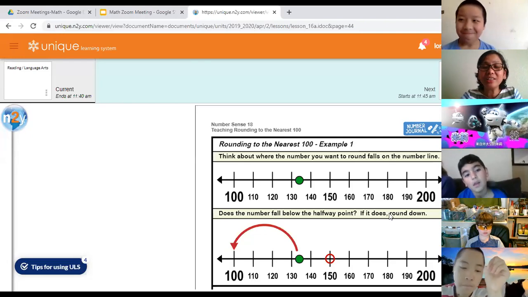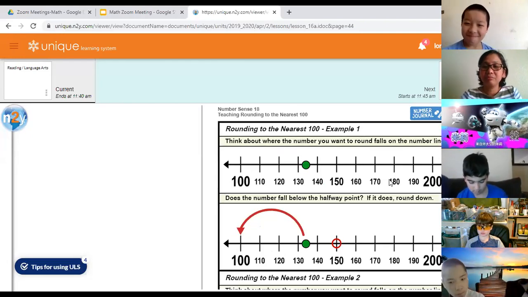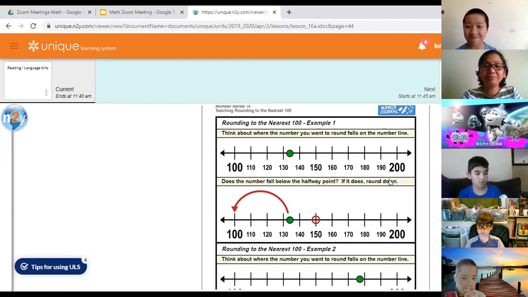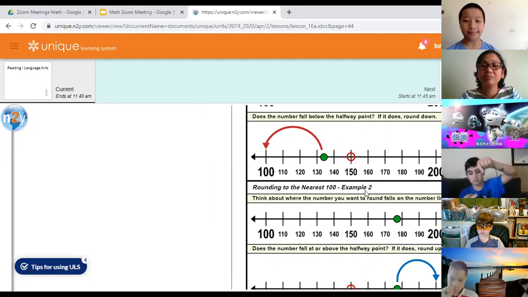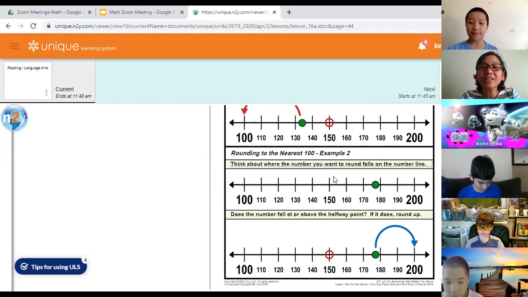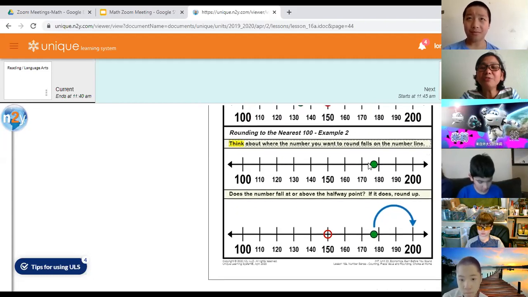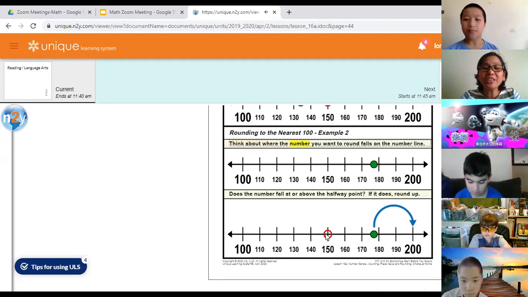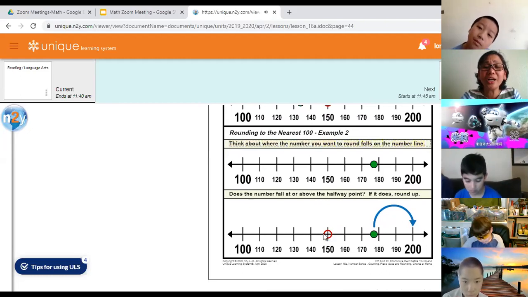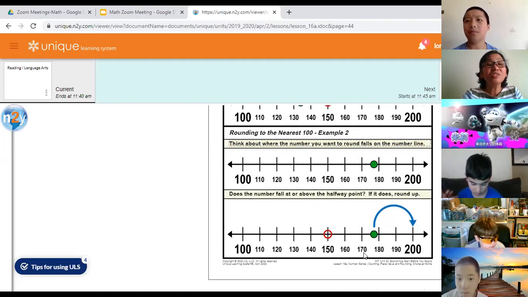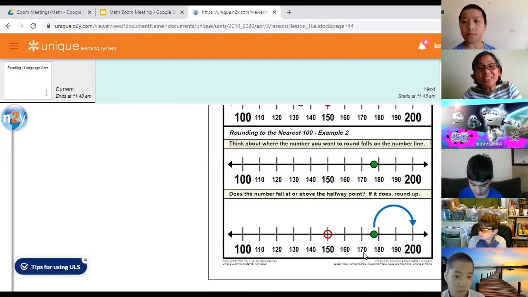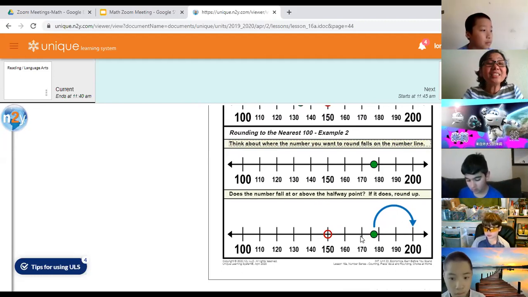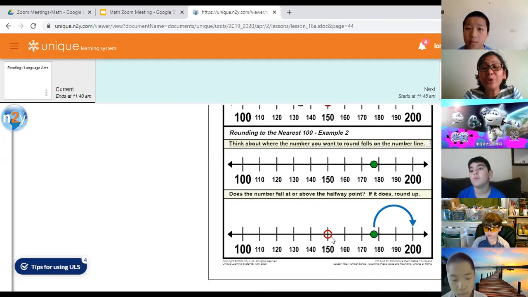Now, let's take a look at the next example. So you can find a dot here. The midpoint is 150, right? And you see the green dot on your right. So that means it is above the halfway point.